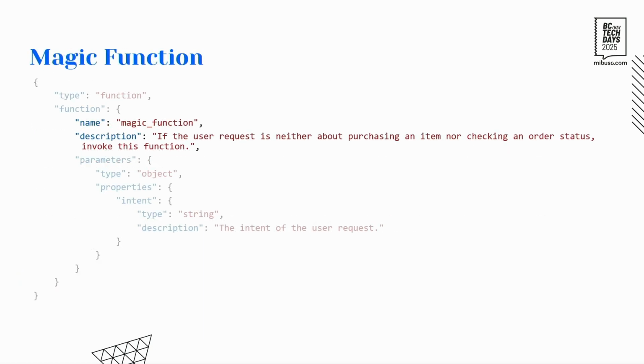Like all the other functions, we have the name, magic function, and some description. If the user request is not about purchasing an item or checking an order status, we call the magic function. The parameter that we are extracting is the intent, so that this could be used for telemetry, so that you know the different unsupported ways the users are using your system. So let's look at a few examples.